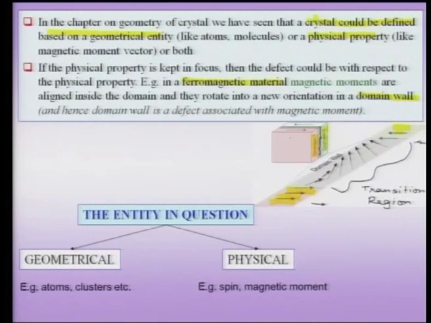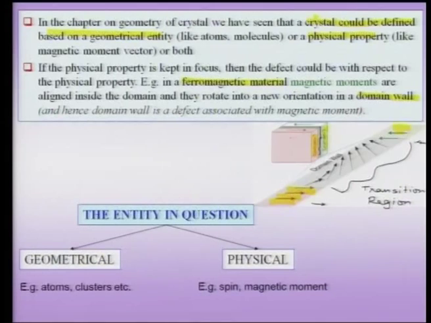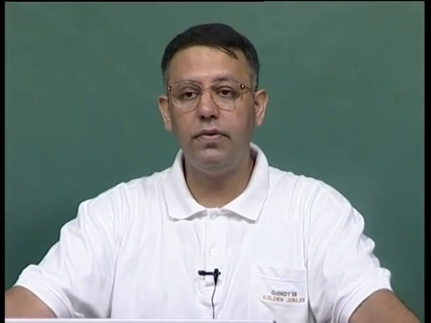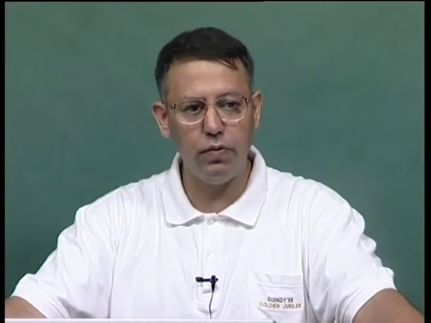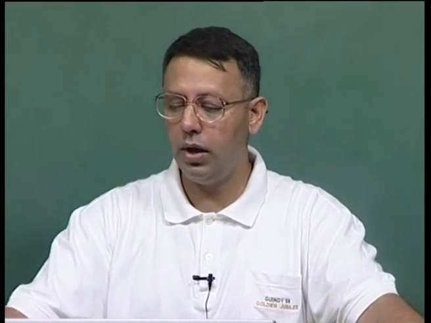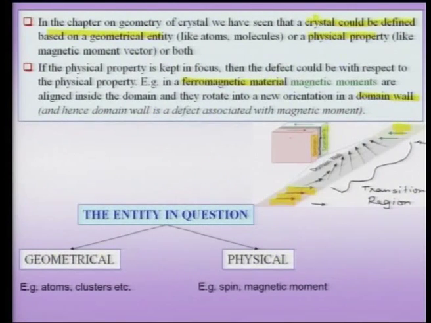So, this defect, the domain wall, is clearly a defect not with respect to the geometrical entity, it is with respect to the physical property, which is now the magnetization vector or the spin vector, and therefore I can also talk about defects with respect to either the geometrical entity or the physical property. So, this also has to be kept in mind, though we shall not consider very many examples of these kind of defects in this course. If my definition of the crystal itself involves a physical property, then there could be defects with respect to that physical property, and a very good example here is this domain wall.